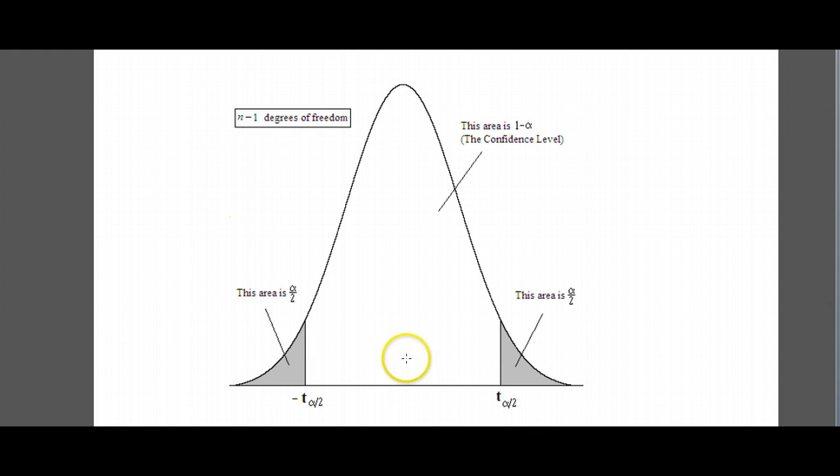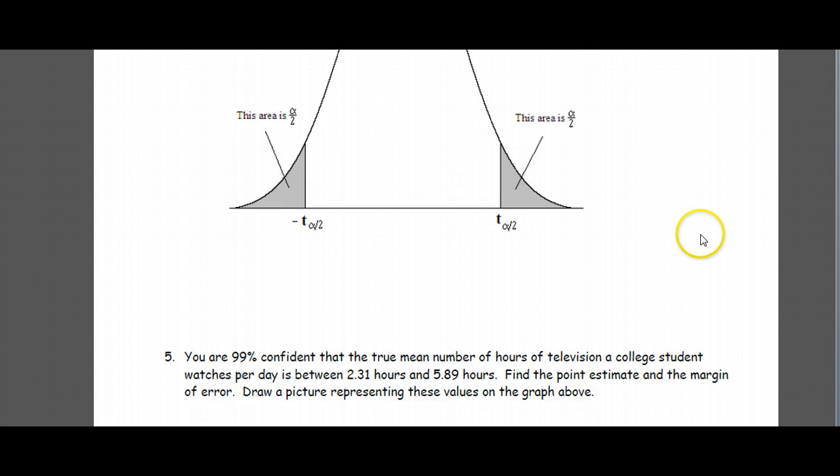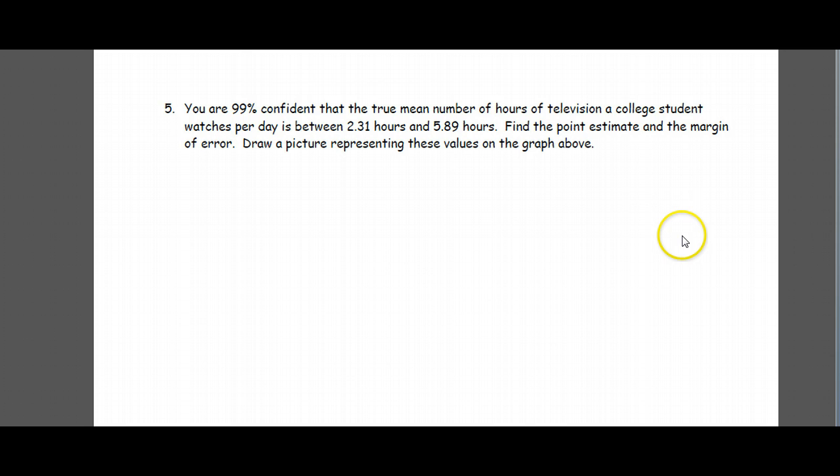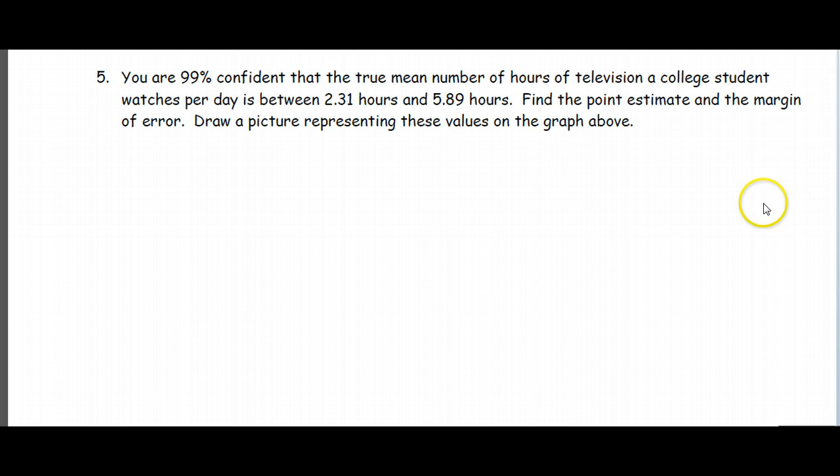And we still have that middle, which is going to be our point estimate, which in this case is our sample average. And then our confidence interval is going to go from here to here. And then I have the area down here. Let's go ahead and look down here at number 5. You are 99% confident that the true mean number of hours that a college student watches per day is between 2.3 hours and 5.89 hours. Find the point estimate and the margin of error. Draw a picture representing these values on the graph above.